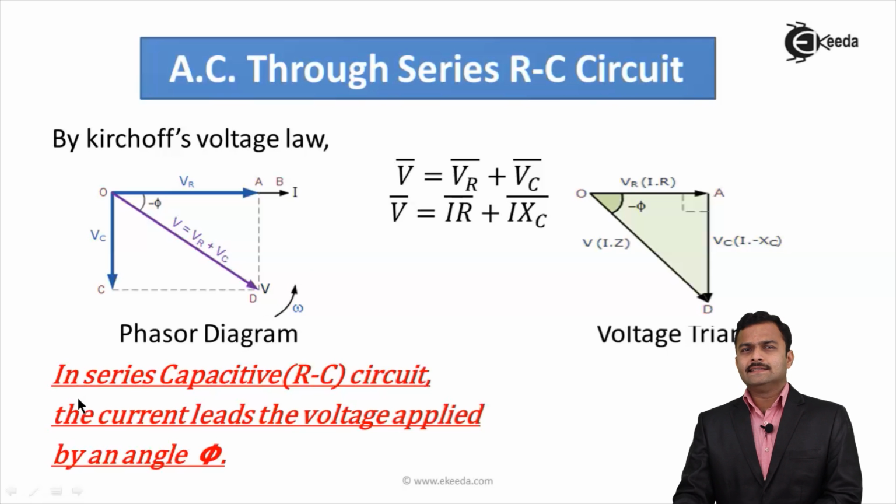So I can say in a series capacitive circuit, the current leads the voltage by angle phi, or in other words, voltage lags current by angle phi. If I consider this part of the phasor diagram, it will be a voltage triangle like this. In the voltage triangle, I get this side as VR given by I into R, this side as Vc given by I into Xc, and the diagonal is nothing but V equal to I into Z.